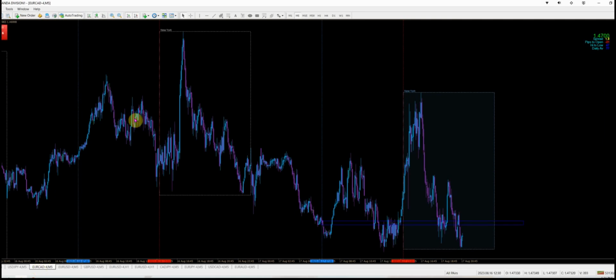On Euro CAD, price started the day right here, and that was about 8 pips from this box. So I said, okay, I'm going to watch the Euro CAD and see whether it turns and breaks back through this level or if it turns and goes up. If it turns and goes up, then fine. Then I'll either trade it back towards this zone or I just won't trade it at all.